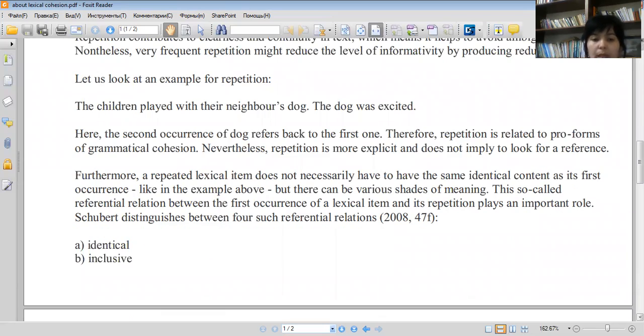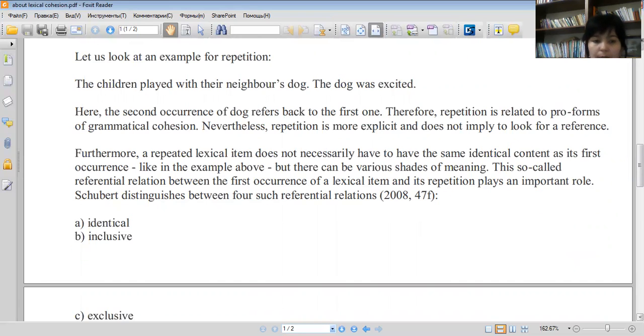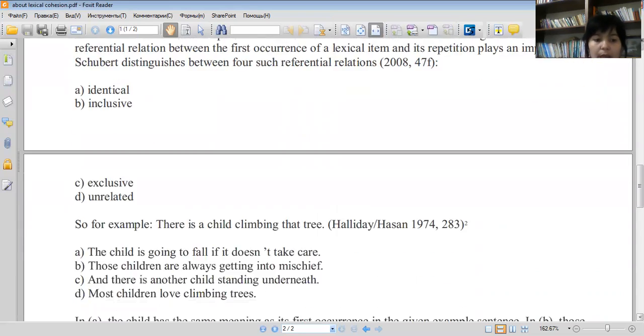Furthermore, a repeated lexical item does not necessarily have to have the same identical content as its first occurrence, like in the example above, but there can be various shades of meaning. This so-called referential relation between the first occurrence of the lexical item and its repetition plays an important role. Schubert distinguishes between four such referential relations: identical, inclusive, exclusive, and unrelated.